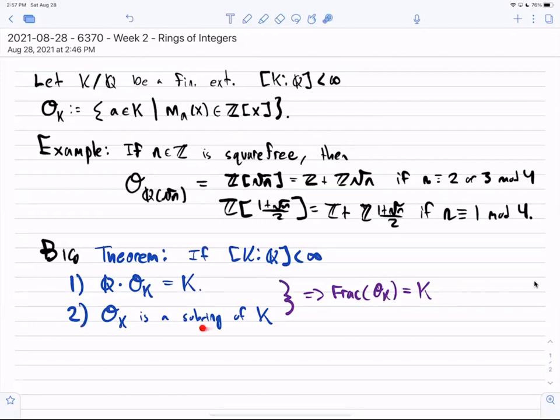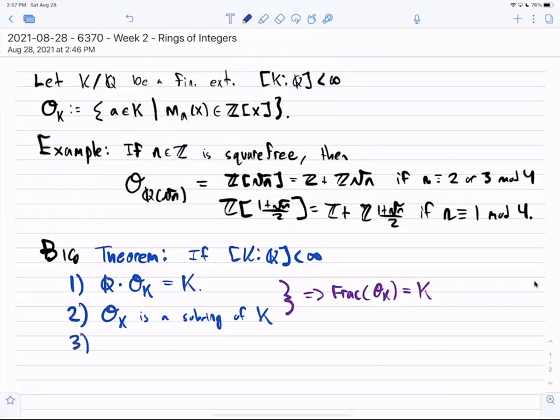But good, so it's a subring. You can multiply and add two things. I mentioned this in the introductory lecture, but it's not obvious from the definition, because minimal polynomials don't necessarily behave well with respect to adding and multiplying elements. So there's really something to be seen there.